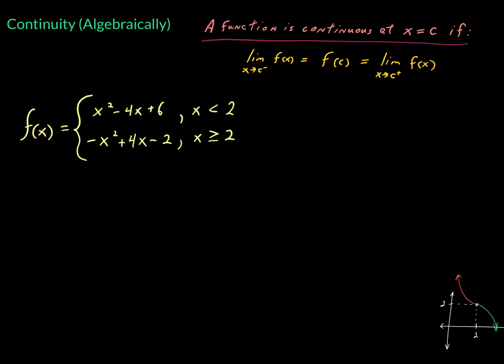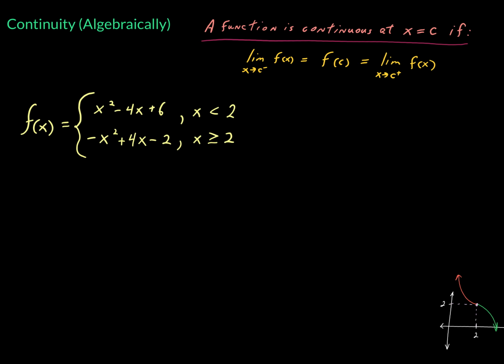Here's a piecewise function. We have a positive x squared function when x is less than 2, and a negative x squared function when x is greater than or equal to 2. If we want to prove, we want to see, does the limit of our function as x is approaching c, well actually our c is 2 in this case, right? There's our 2. So that's the breakpoint.